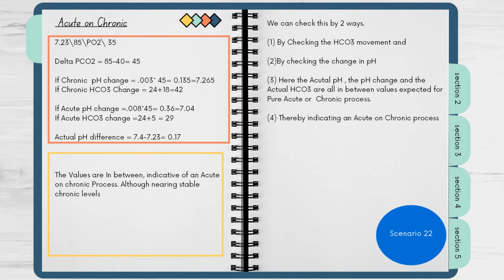If it's purely chronic, you expect the pH to be 7.265. How that is, I've shown there. And if it's purely chronic, you expect the bicarbonate to have risen to 42. If it's purely acute, you expect the pH to be at 7.04 and the bicarbonate to be around 29. Here the values are in between acute and chronic, so it tells us there's an acute on chronic process going on here.